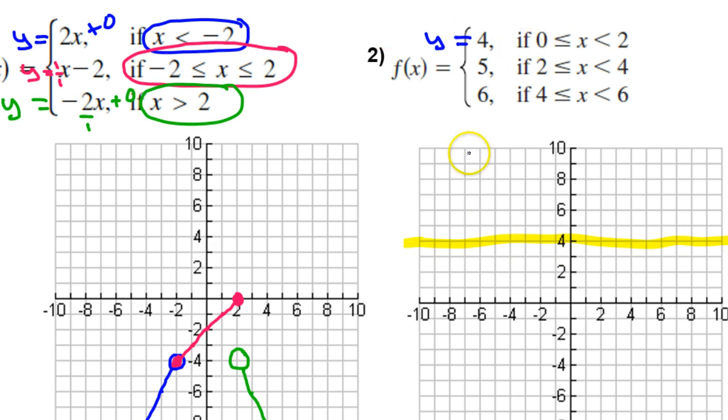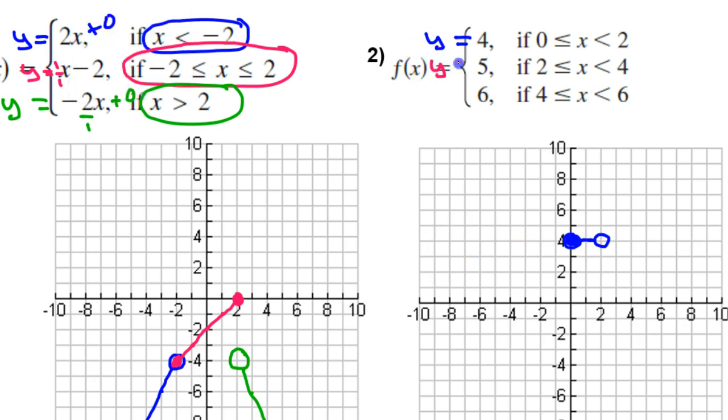But we're not going to graph that whole line. We're just going to graph the part where the x values are between 0 and 2. So here is 0, and here is 2. And this is between 0 and 2. Now, the 0 side should be a closed circle because of the or equal to. All right, so that's what the first piece should look like. I'm just going to erase my guideline there.